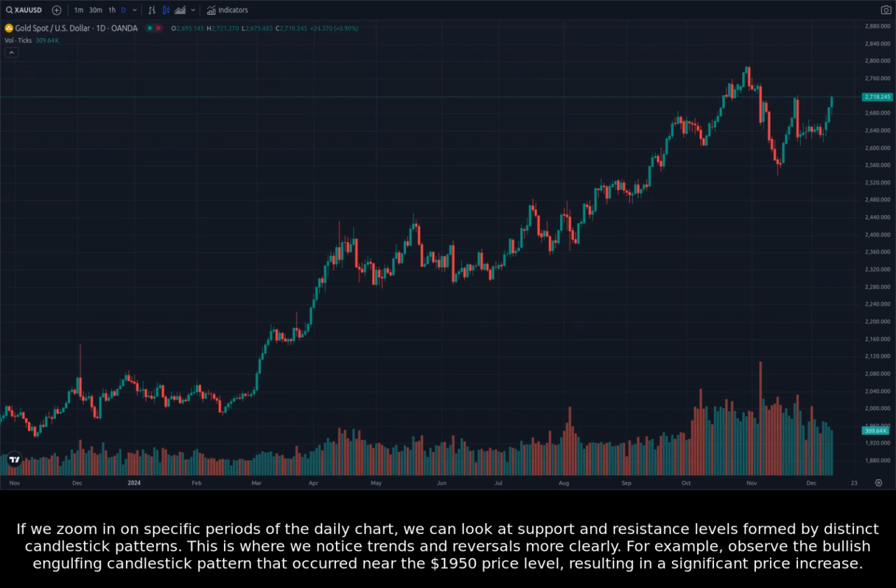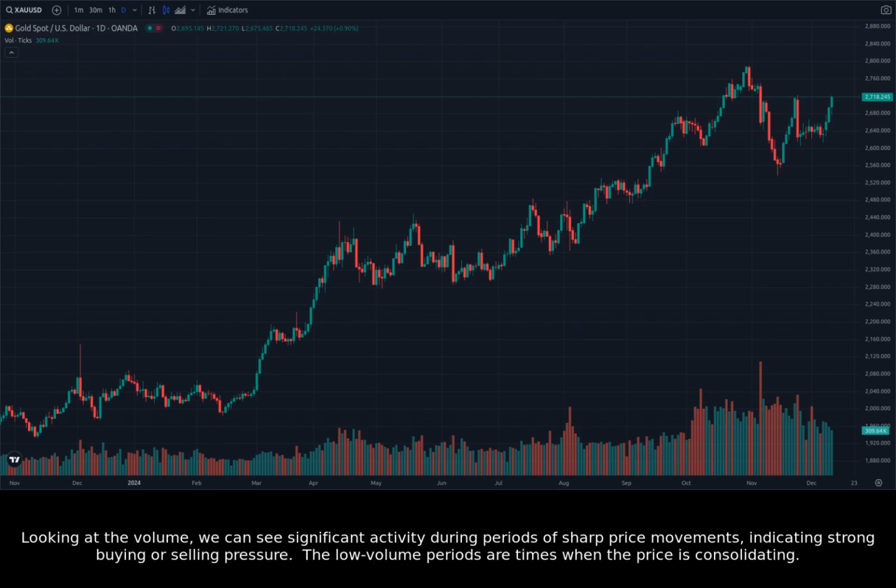For example, observe the bullish engulfing candlestick pattern that occurred near the $1,950 price level, resulting in a significant price increase. Looking at the volume, we can see significant activity during periods of sharp price movements, indicating strong buying or selling pressure. The low-volume periods are times when the price is consolidating.